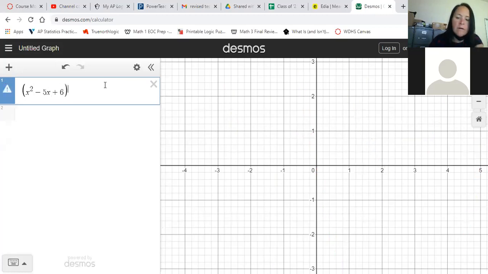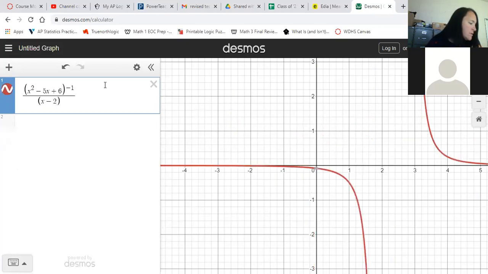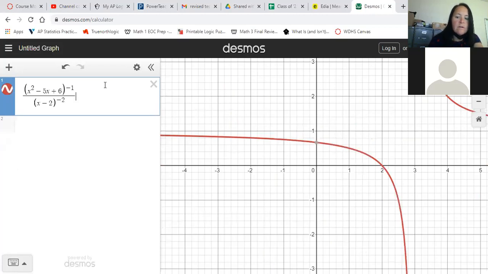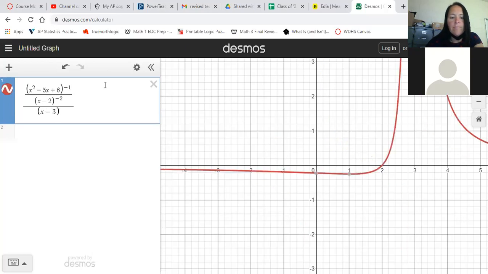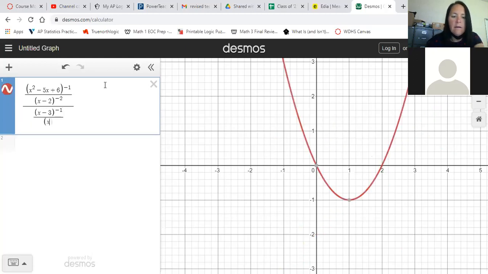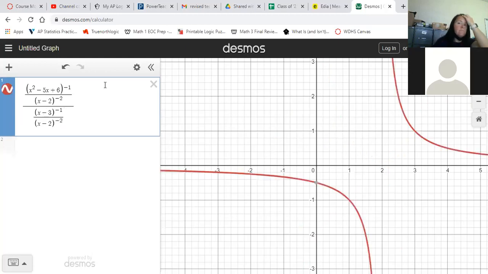to the negative 1 divided by x minus 2 to the negative 2. And then we have to do another divided by, so it's going to make a big, huge, complicated fraction. I'm just going to let you know, but it's fine. X minus 3 to the negative 1. You got to get outside of that, divided by x minus 2 to the negative 2.